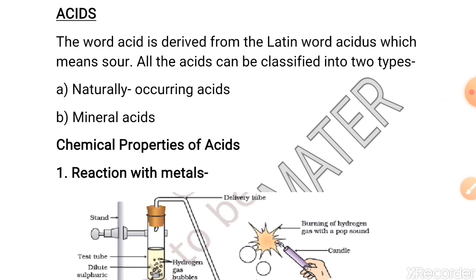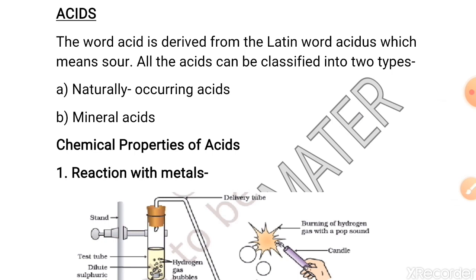All acids can be classified into two types: naturally occurring acids and mineral acids. Students, the naturally occurring acids are weak acids. Many of our food items contain such weak acids in varying amounts. Such weak acids are also present in our body and even in plants. That is why these acids are called organic acids. I would say lemon, oranges, raw mango, these all are sour in taste due to the presence of acids in them.